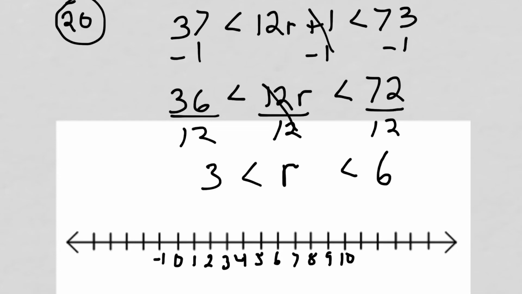So 3 and 6 are both going to be open circles, and those go towards each other because it's an AND. Let's check that. This says that R is going to be somewhere between 3 and 6. It's like monkey in the middle. So all I have to do is connect this, and I'm done.